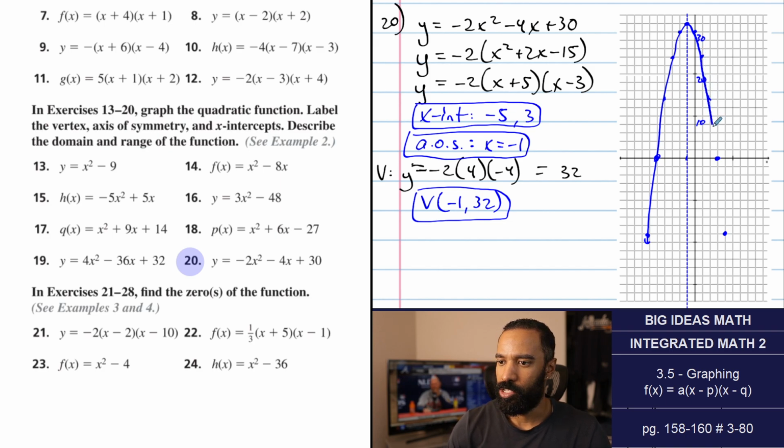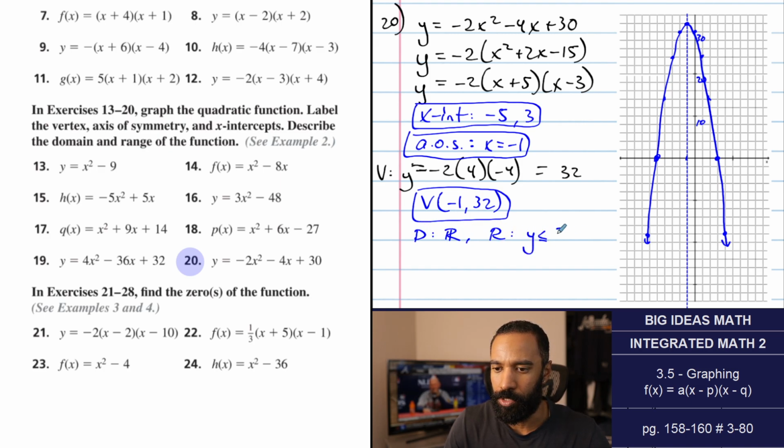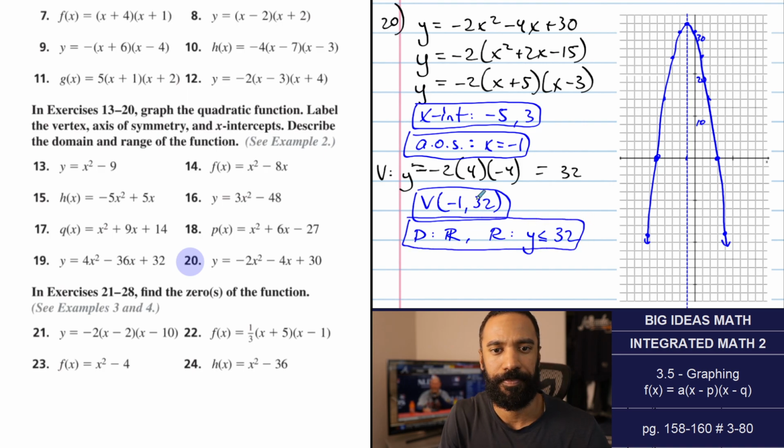Let's get the domain and range, and then get out of that. Okay, domain: all real numbers. Range: y is less than or equal to 32. Going down from 32. Awesome.